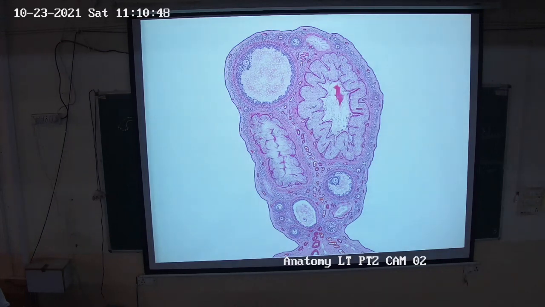Okay, if they are surrounded by these flattened squamous cells, then it is primordial follicle. ठीक है. जो surrounding follicular cells हैं, they are flattened surrounding the primary oocyte, then it is primordial follicle. Then these follicles form cuboidal cells and bilamina and multilamina structure surrounding the primary oocyte, then they are known as primary follicle.